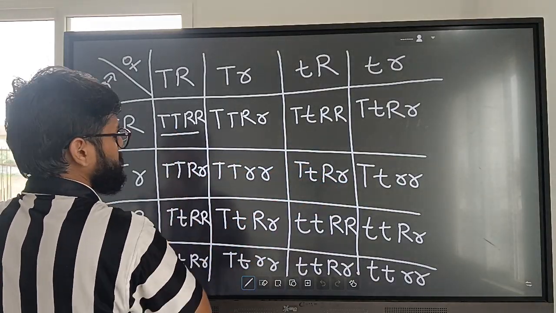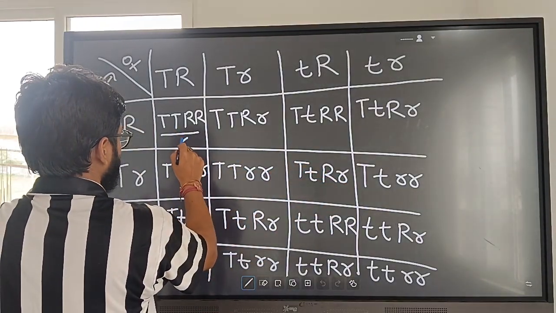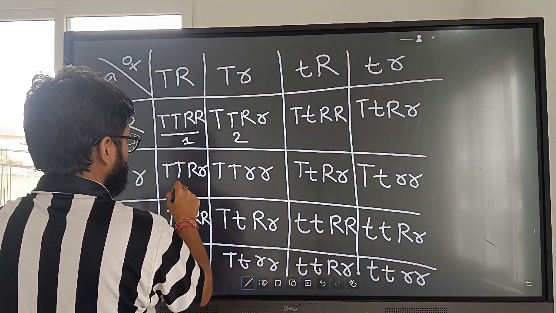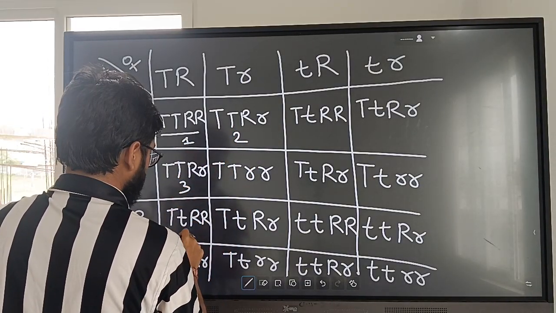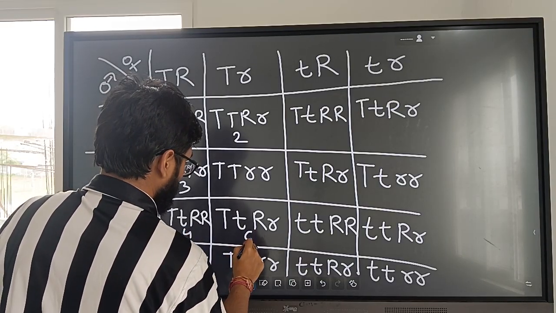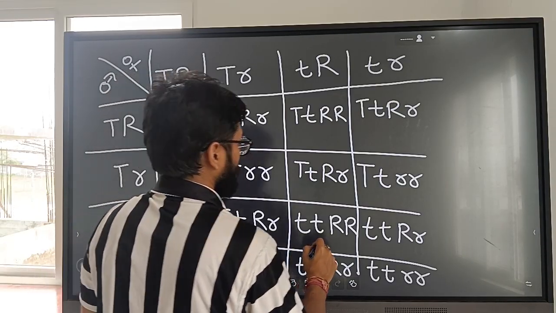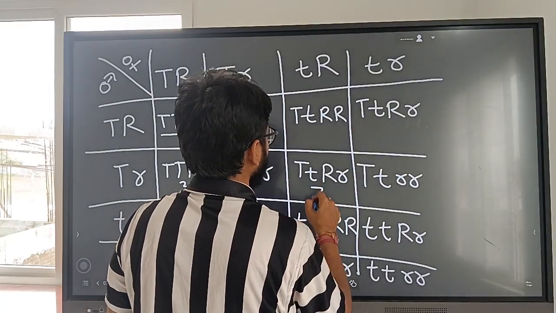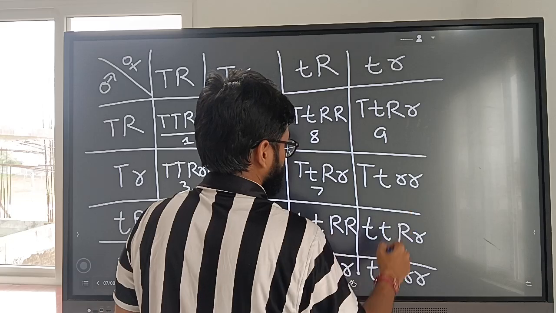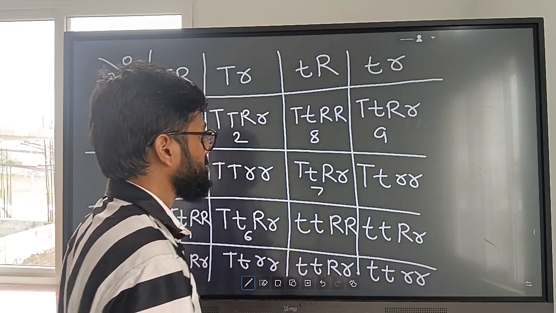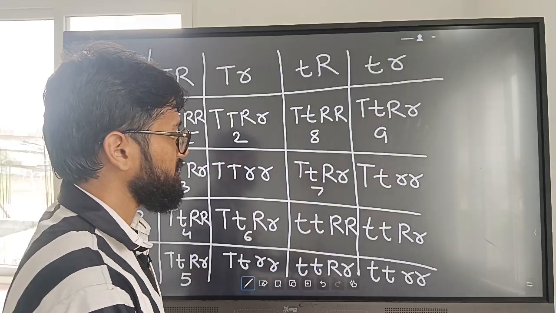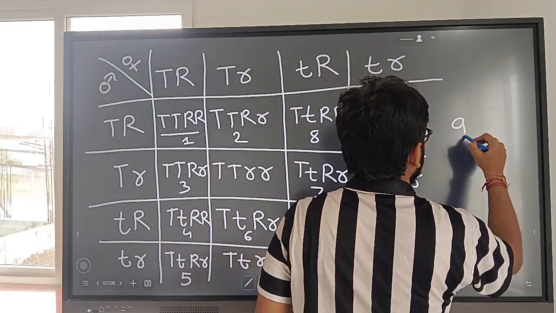Okay, this is tall and round, this is tall and round, this is tall and round, this is tall and round, this is also tall and round, and this is also tall and round, right? So we get 9 types. Fine, we get 9 tall and round.